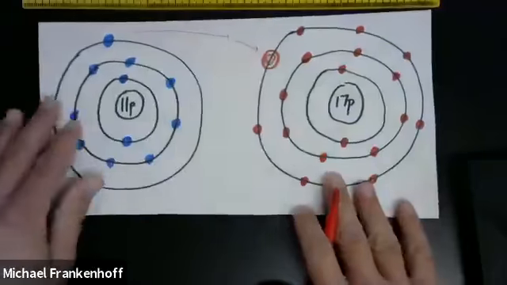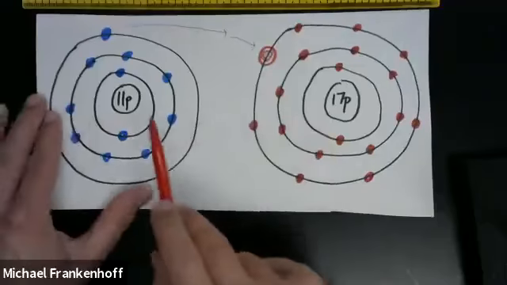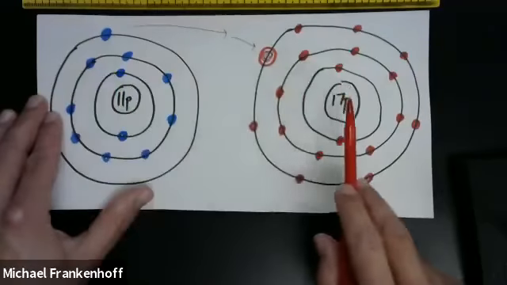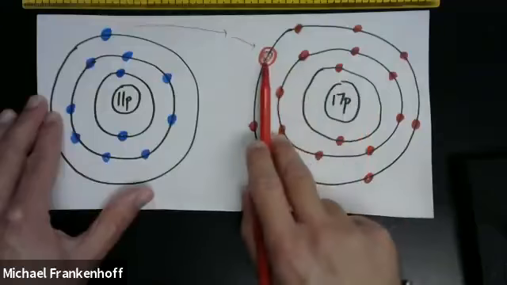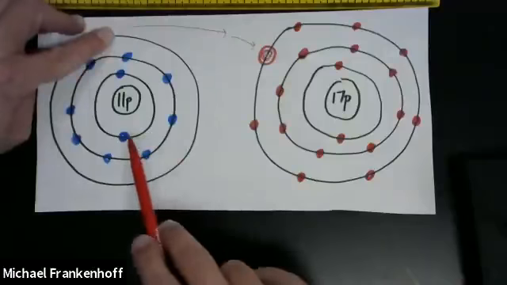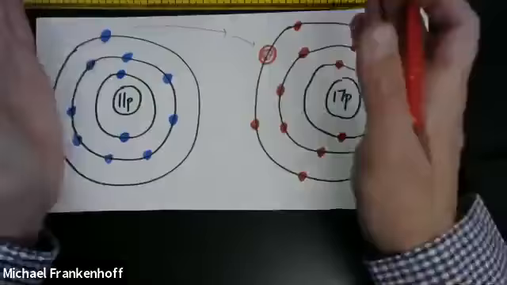And these two will attract each other. So two different things are going on. Each one's trying to get its outer energy level full. It's easier for sodium to give up that 1 than to gain 7. For chlorine, it's easier to gain 1 than to lose 7. So they're both happy. And now that they're happy, this one is positive and this one is negative, and so they attract each other.